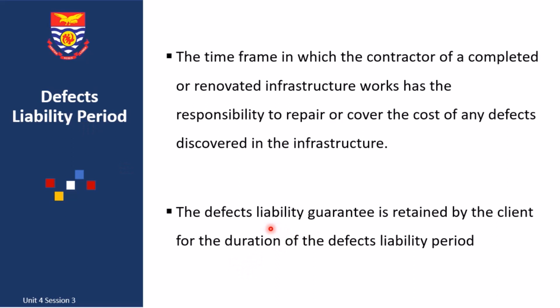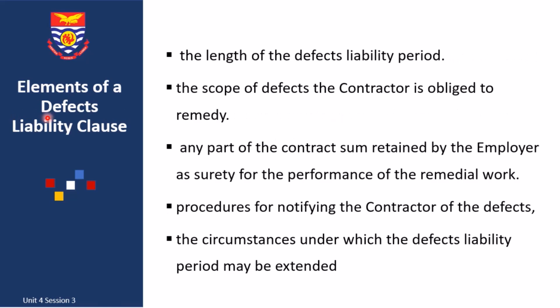The defect liability guarantee is retained by the client for the duration of the defect liability period, so that within the defect liability period, if no defect occurs, the buyer, or the client, will return the defect liability guarantee to the contractor if no defects occur or arise during the defect liability period. So a defect liability clause is incorporated into the contract to cover anything relating to defect liability.